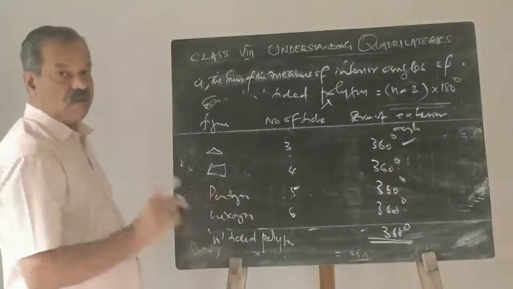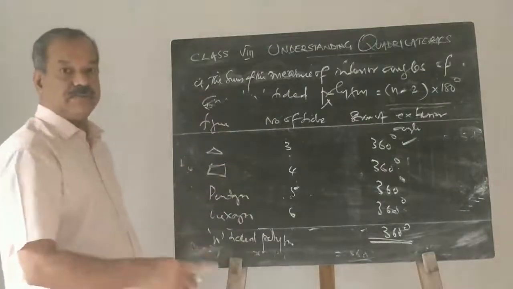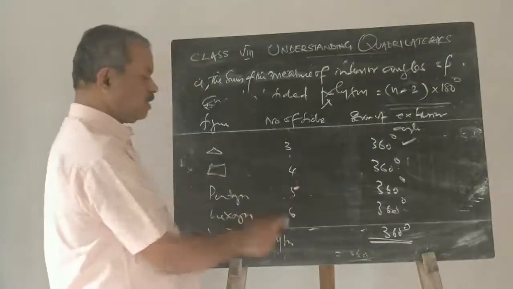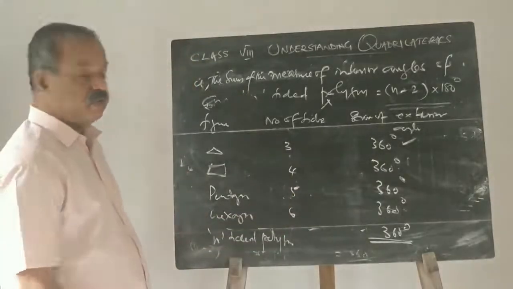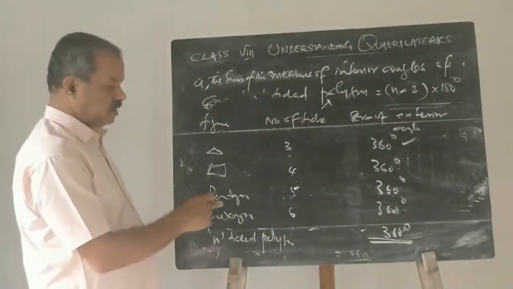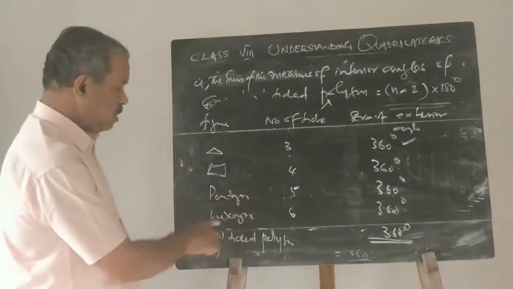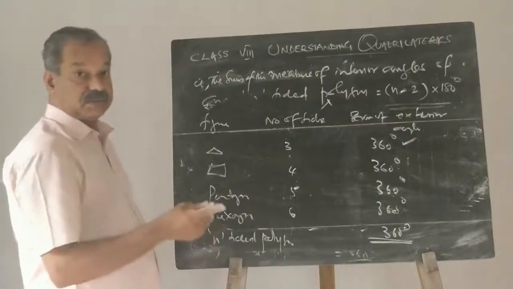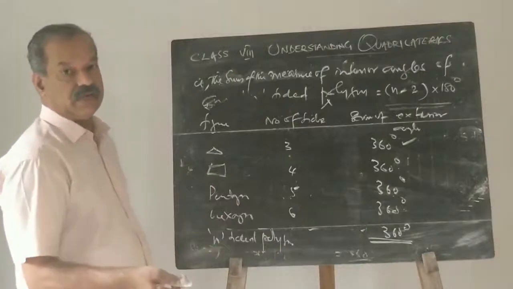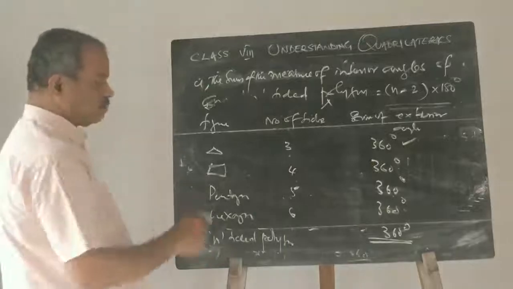Then the pentagon: how many pairs? 5 pairs, so 5 into 180. The total interior angles are (5 minus 2) into 180, which means 3 into 180. So 5 into 180 minus 3 into 180 is 2 into 180, which is 360. Hexagon, how many pairs? 6 pairs, 6 into 180. The interior angle sum is (6 minus 2) into 180, that is 4 into 180. So 6 into 180 minus 4 into 180 is 2 into 180, which is 360.